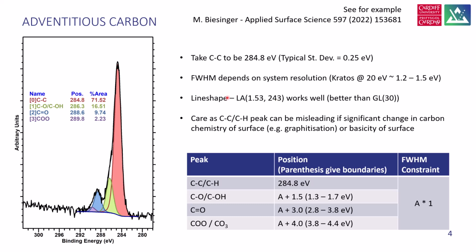Generally, the line shape tends to be a Gaussian-Lorentzian type blend, and personally I just use this LA 1.53,243 line shape. It certainly works better than a standard GL30, which you might encounter with some XPS installations or libraries. Whilst they will give very similar results, a Lorentzian or asymmetric Lorentzian, which is what the LA part of this line shape refers to, is much less sensitive to deviations in noise than just a simple Gaussian-Lorentzian blend, as is the GL30.